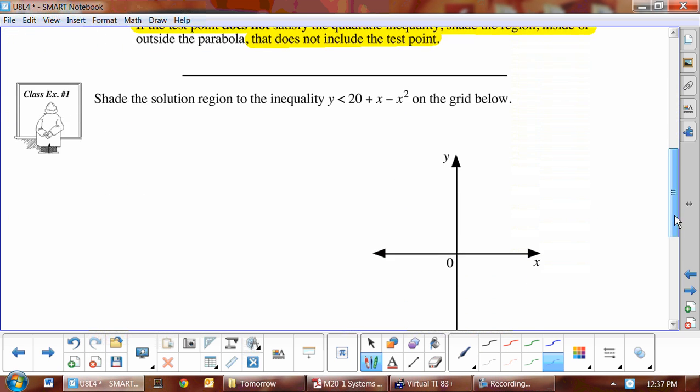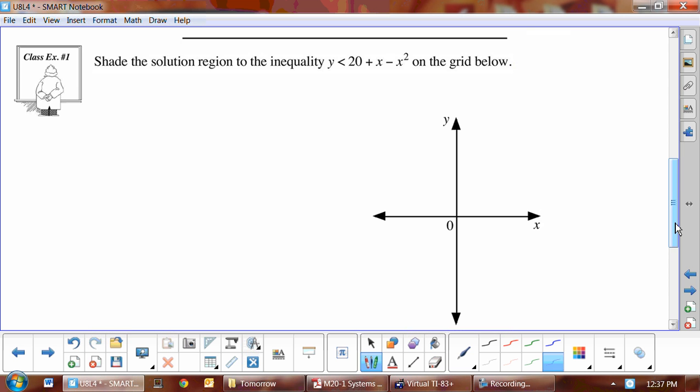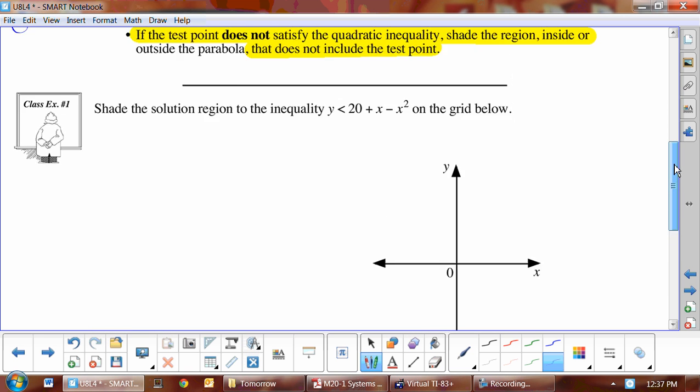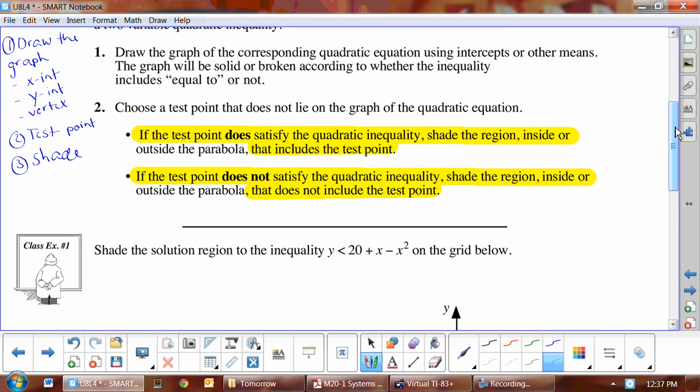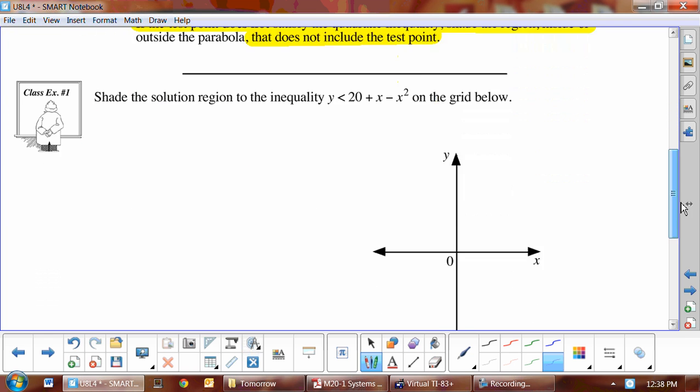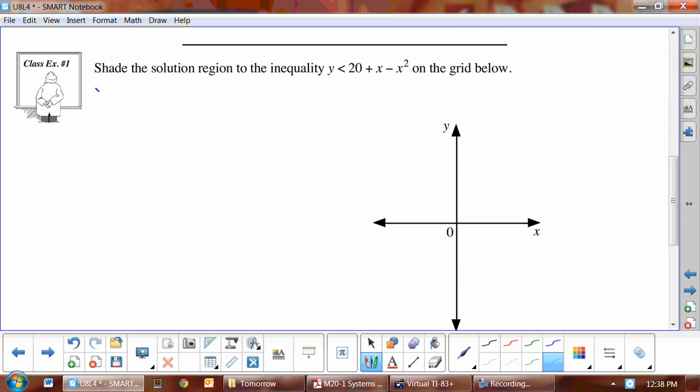Okay, so example 1. We want to follow these steps. The first one is to draw our graph. So for our x-intercepts, we know that we can find these just like we would if we were factoring anything else. So we can go, okay, y is less than negative x squared plus x plus 20.